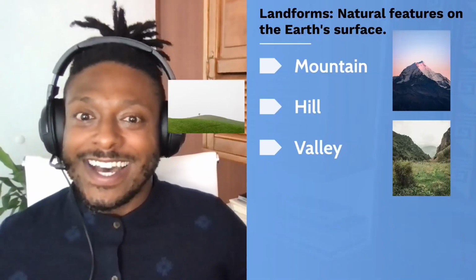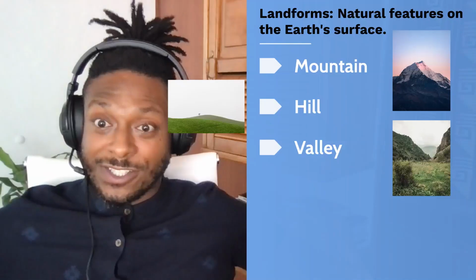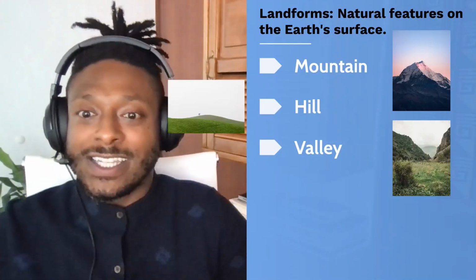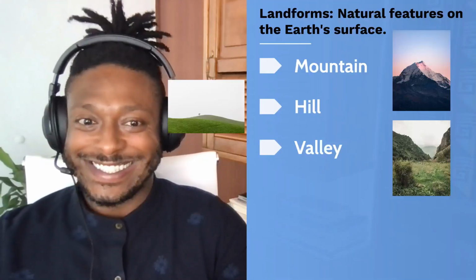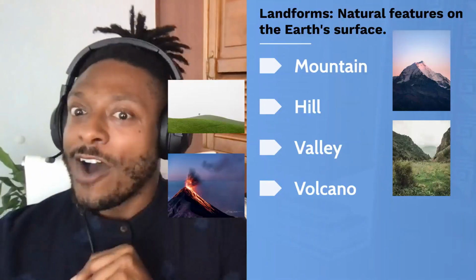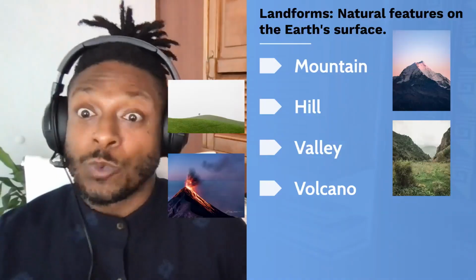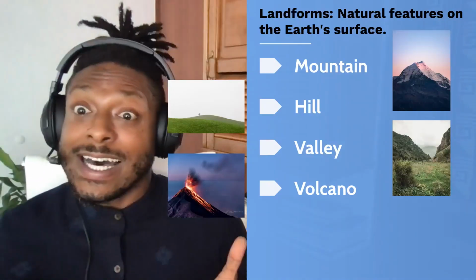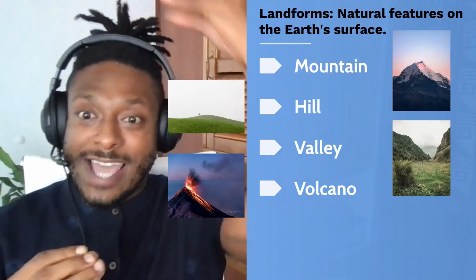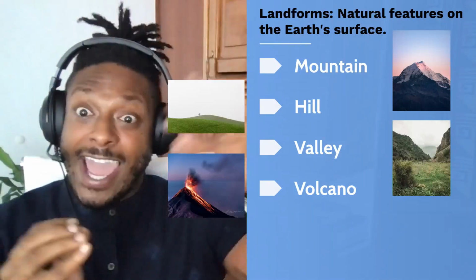A valley. A valley is the land that is between two large hills or two mountains. The land in between is known as a valley. And now a volcano. Now a volcano looks very similar to a mountain, but this one can be very dangerous because sometimes it erupts and lava comes out. So that is the difference between a mountain and a volcano.